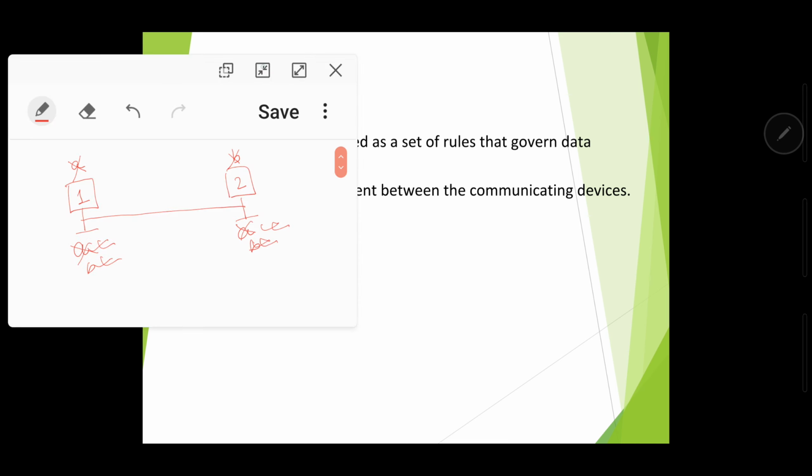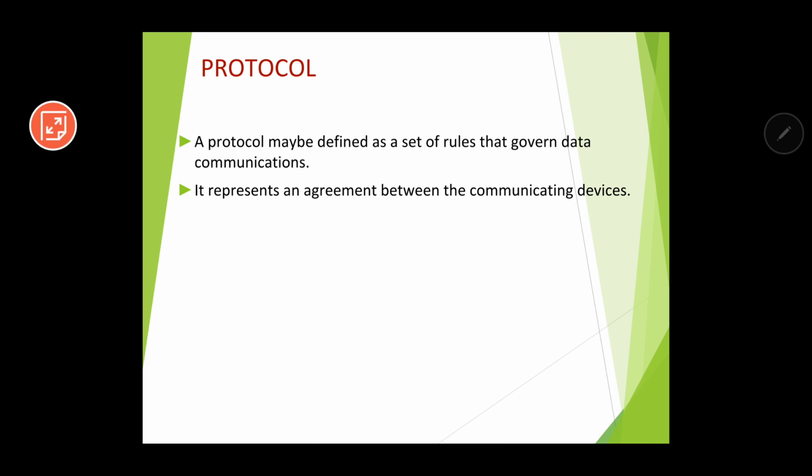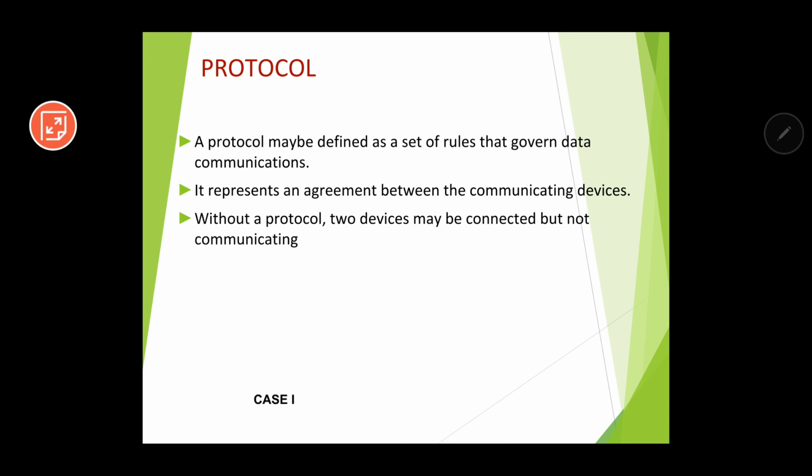So let's try to understand it with the help of a real life example. Without a protocol, two devices may be connected but may not be communicating. As you have seen in the example of the nodes, without the protocol, they may be connected. Yes, you can connect it with the help of a wire, but they cannot communicate with each other. Let's try to understand it with the help of two examples, case 1 and case 2.